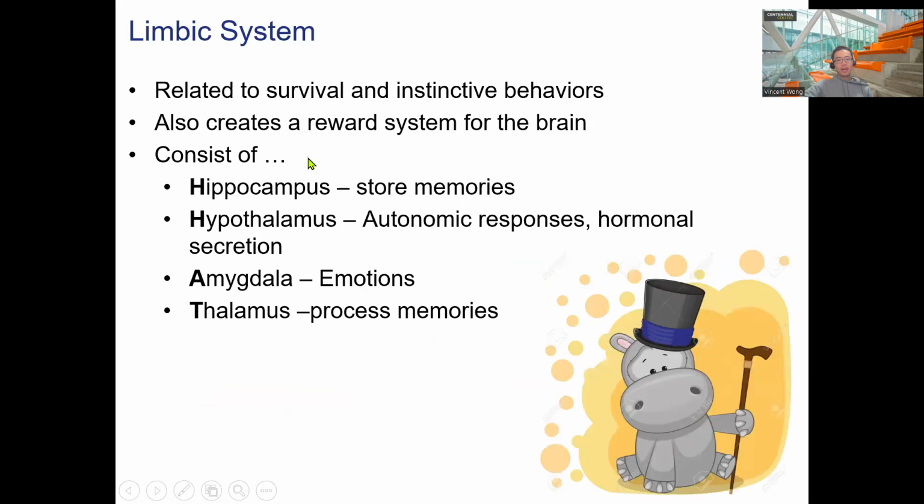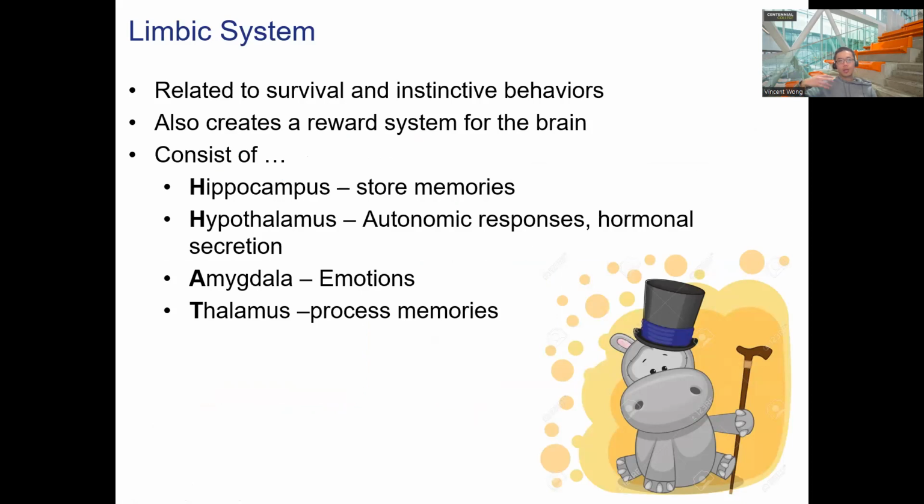Okay, next we're going to learn about the limbic system. The limbic system is one of the most primitive parts of the brain. It relates to survival and instinctive behaviors. And the limbic system plays a role in the reward system for the brain.